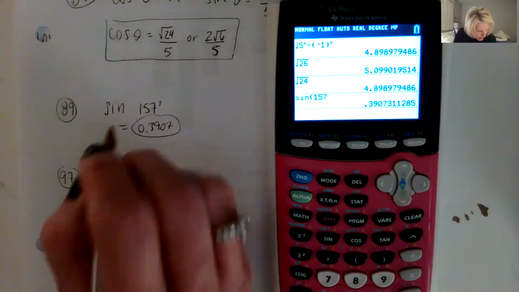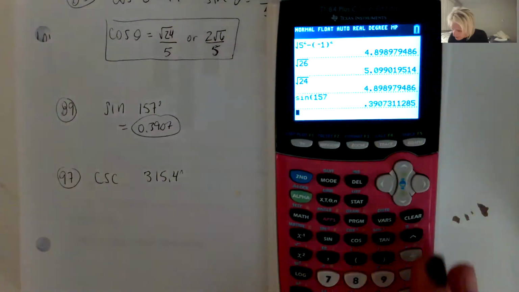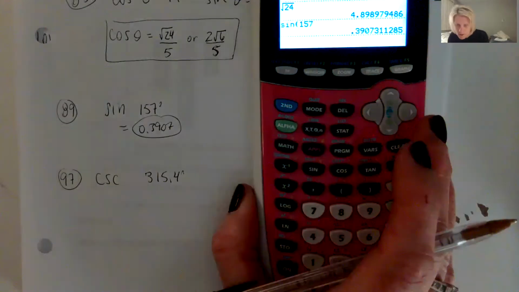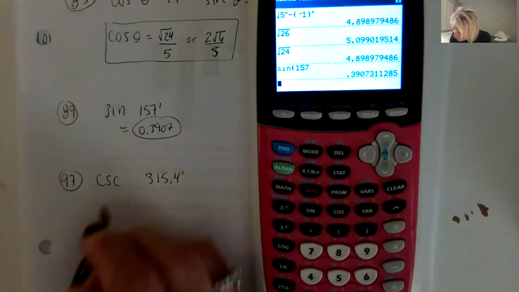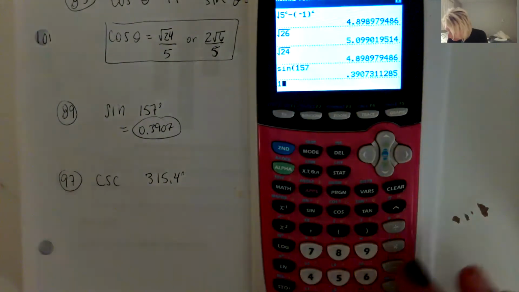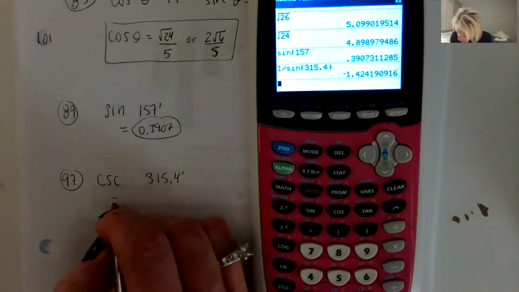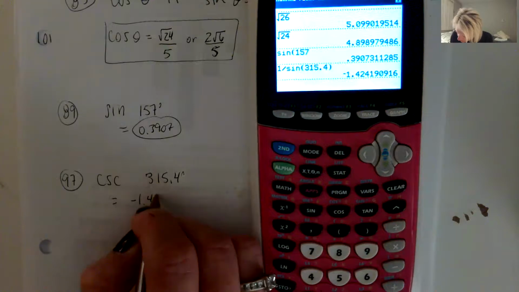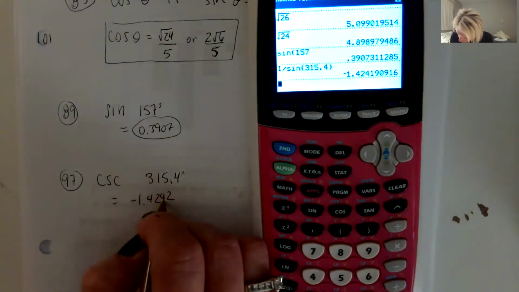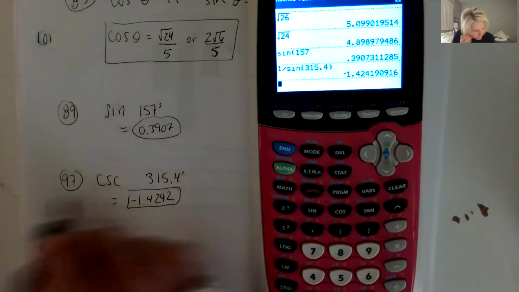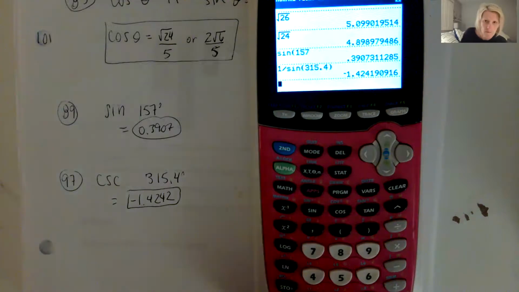And then the other one is cosecant, and that makes it a little more challenging because we at least have to do 1 over sine on that one. 1 divided by the sine of 315.4. And that comes out to be a negative 1.4242.